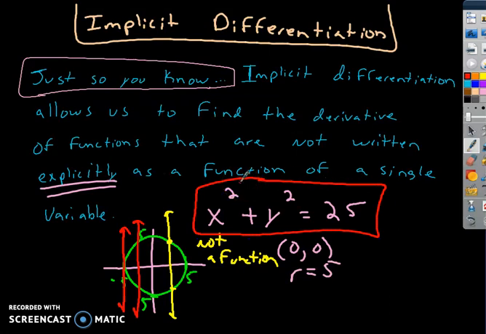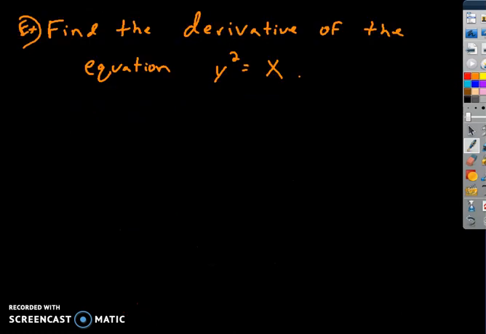I need to erase the screen. Okay, this is our first example. It says find the derivative of the equation y squared equals x. I already kind of know this equation is not a function because y is getting squared. If you graph this equation, it would be a sideways parabola centered at the origin. That's not a function because it fails the vertical line test. But we still can find a derivative, and this is how we do it.